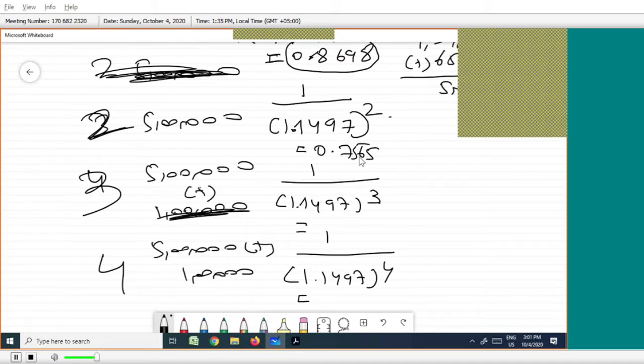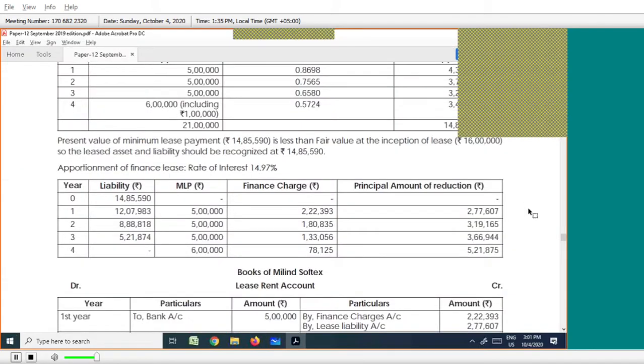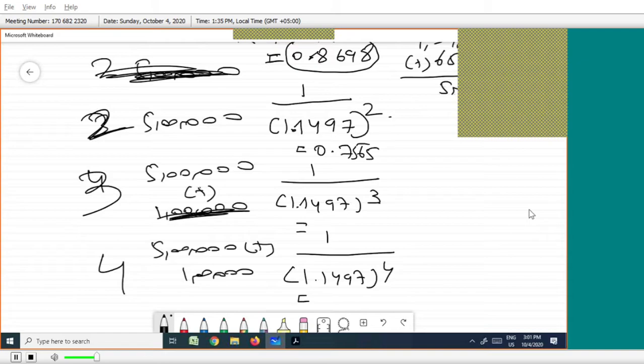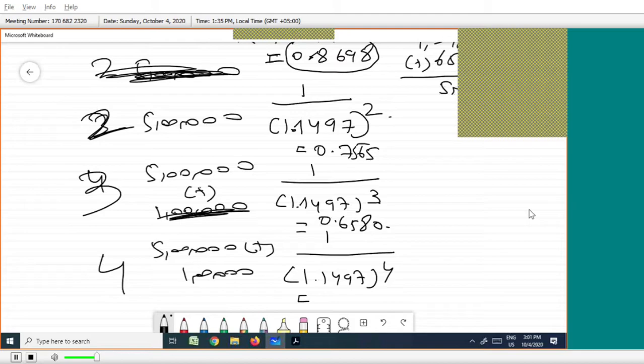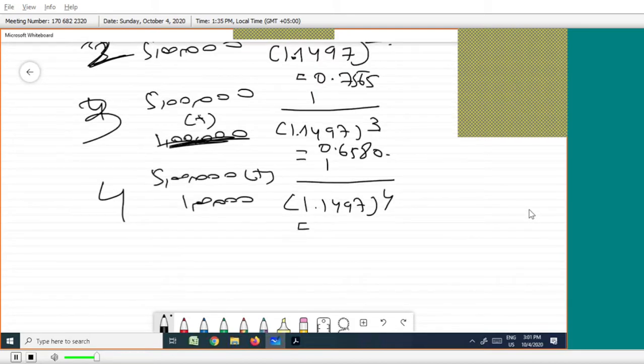If I do it for the third year, what is the answer? 0.6580. If you have a standard scientific calculator, you can easily do it. Just press equal to, equal to, equal to, and you will get it. What about the fourth year? 0.5724.